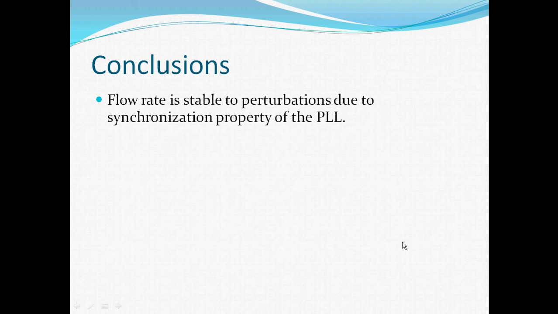In this article, flow control by using a feedback loop has been proposed. The main advantage of the proposed circuit is that the flow is stable to perturbation due to the synchronization property of the feedback loop. The experimental results have illustrated that the proposed principle can be applied for controlling flow. Thank you.